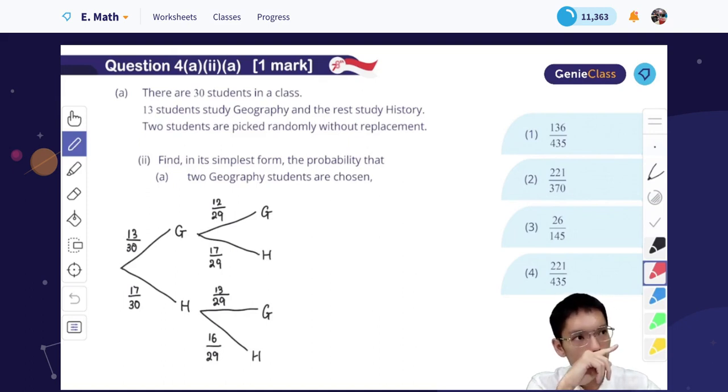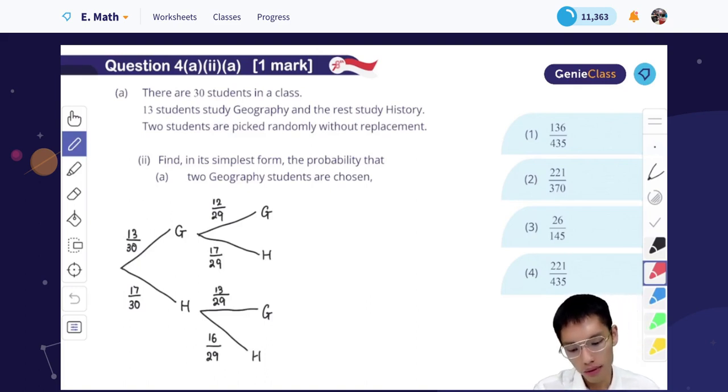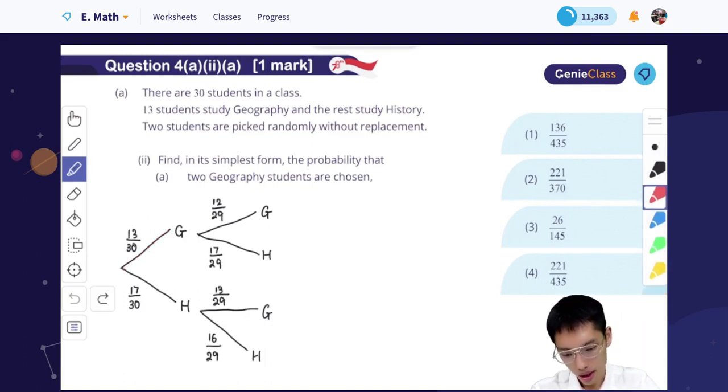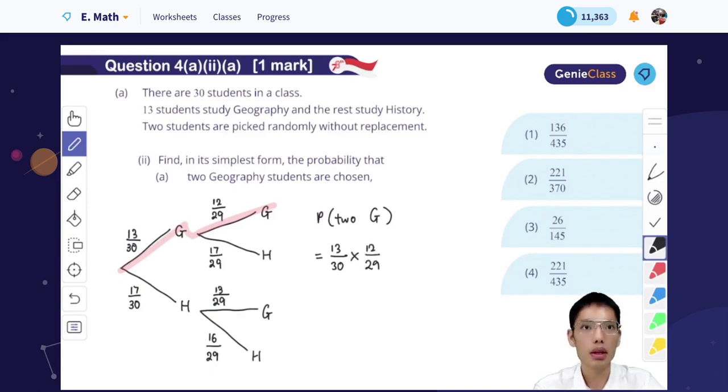Okay, alright, so most of you got it down, but I have some responses that tell me you need to read the question carefully. Now I'm reading for 2 geography students, so I am actually looking at this branch over here. Okay, so this one and this one. So therefore, 2 geography students means what? Okay, 2 geography students in this case means 13 over 30 multiplied by 12 over 29. Multiplying it then, you get this. For those who have answered the other option, you might have looked at 2 history students instead. So take note what we are looking for.